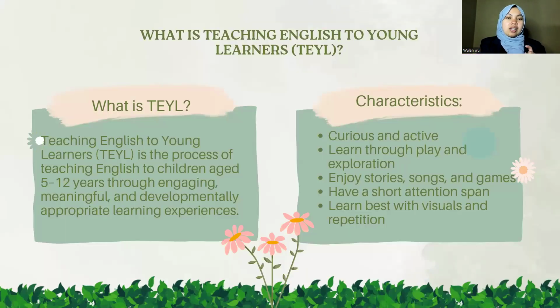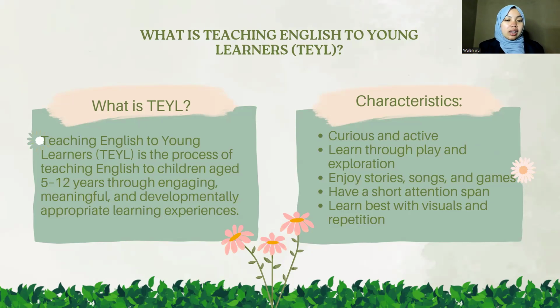So, what is teaching English to young learners or TEYL? It is the process of teaching English to children between the ages of 5 and 12 through activities that are appropriate for their age and development. Teaching children is very different from teaching adults because children have unique characteristics. They are curious, energetic, and enjoy exploring new things. They also love playing, moving, singing, and interacting with others.